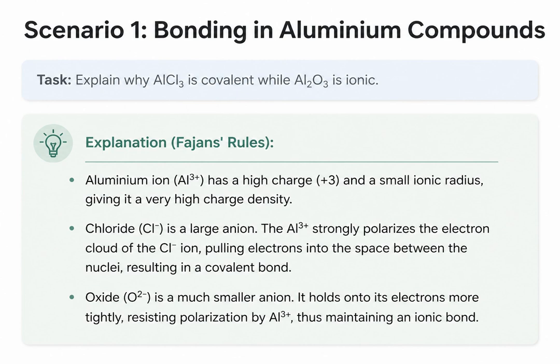The chloride ion is quite large, meaning its outer electrons are loosely held. The highly charged aluminum ion distorts or polarizes the chloride's electron cloud, pulling those electrons into the space between them and creating a covalent bond. In contrast, the oxide ion is much smaller and holds its electrons tightly. It resists this polarization, so aluminum oxide remains predominantly ionic.